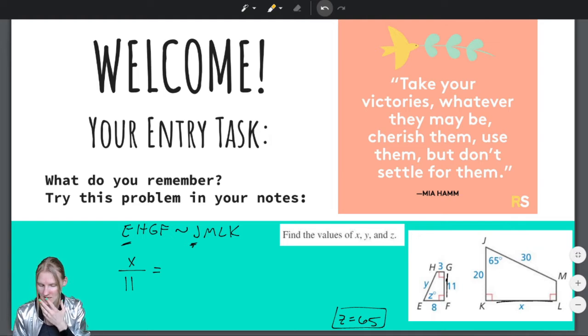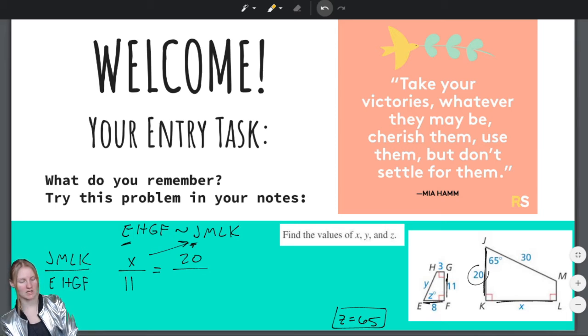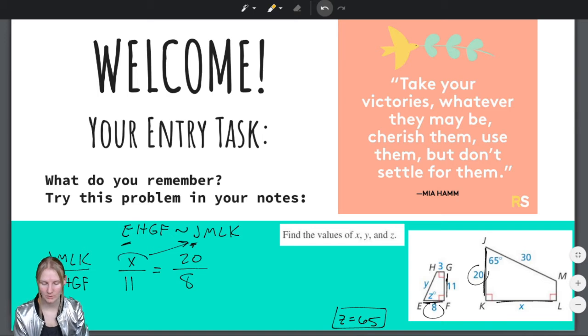So we used x and 11. Now, EF and JK go together. So x goes with trapezoid JMLK, and so does 20. So we're going to put those on top. JMLK stays on the top, EHGF stays on the bottom. We're going to stay consistent with our ratios here. JK corresponds with EF, so 20 corresponds with 8. Now we can cross multiply.